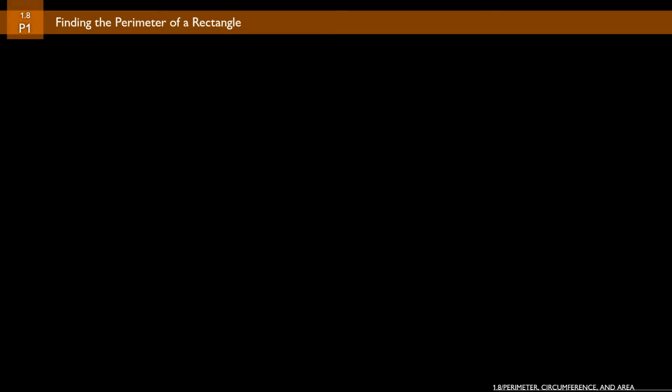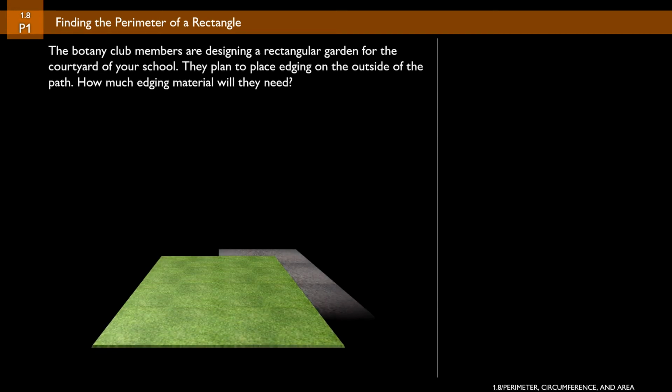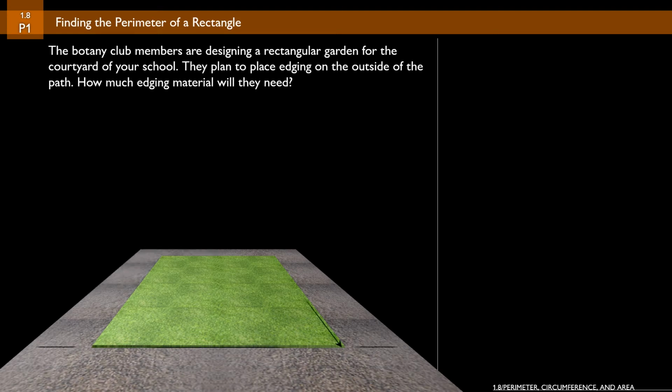So one of the things that we're going to want to be able to do with geometry and these formulas that we're learning is to apply them to real life circumstances. In problem number 1, it says the botany club members are designing a rectangular garden for the courtyard of your school. They plan to place edging on the outside of the path. How much edging material will they need?